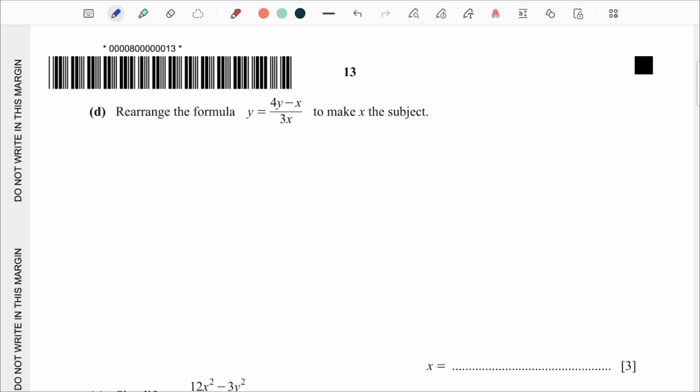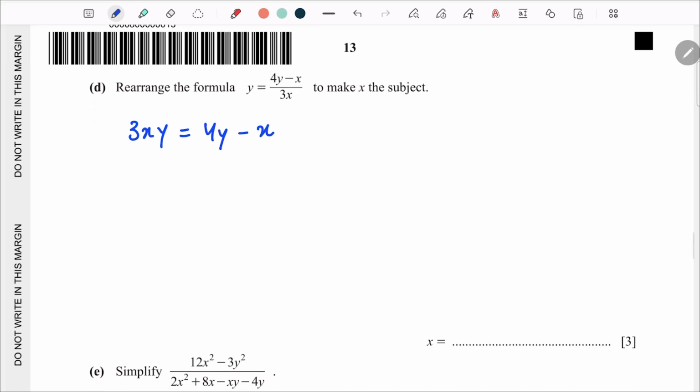Part D, rearrange the formula y is equal to 4y minus x divided by 3x to make x the subject. So I'm going to basically be isolating x. First, this 3x will be shifted on the other side. It will multiply with y. So it will be 3xy is equal to 4y minus x.